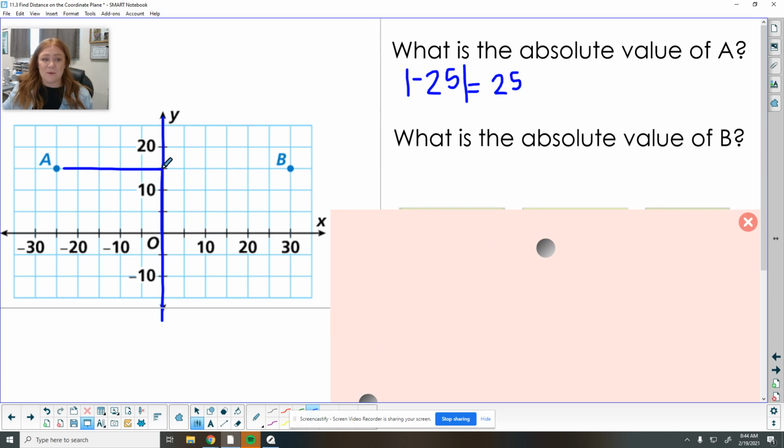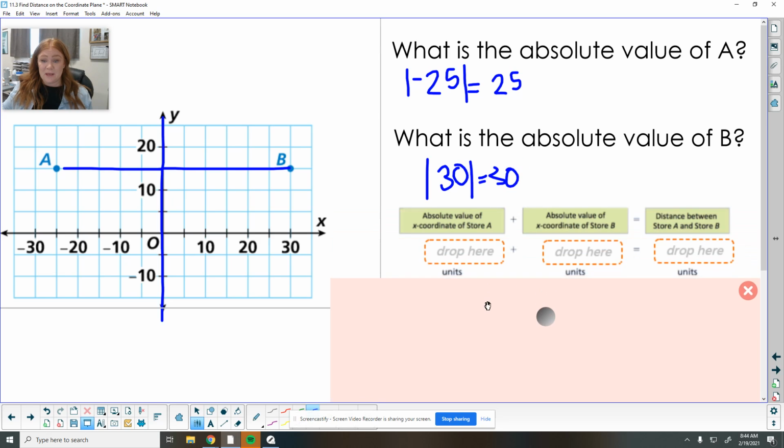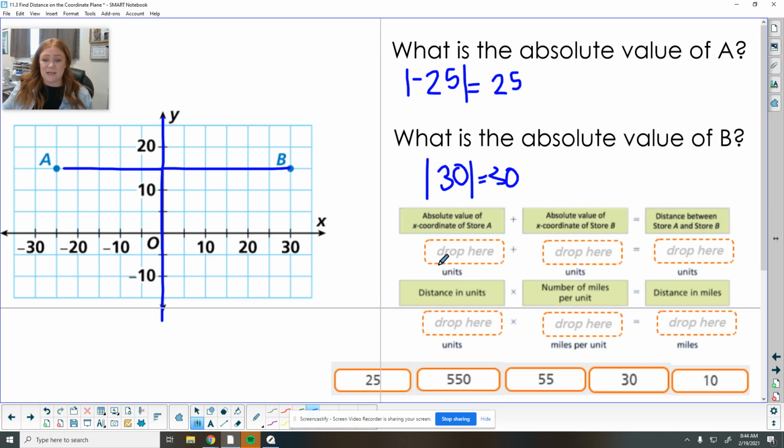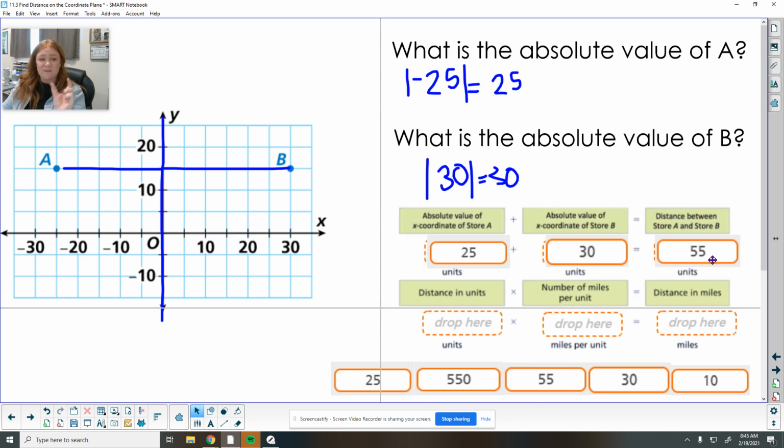So now find the absolute value of B. We have 30, which 30 units is still just 30. So we're going to use these numbers to complete this. The absolute value of A is 25. The absolute value of B is 30. So when I do 25 plus 30, that equals 55. So we had 55 units between there. So our distance was 55 units.